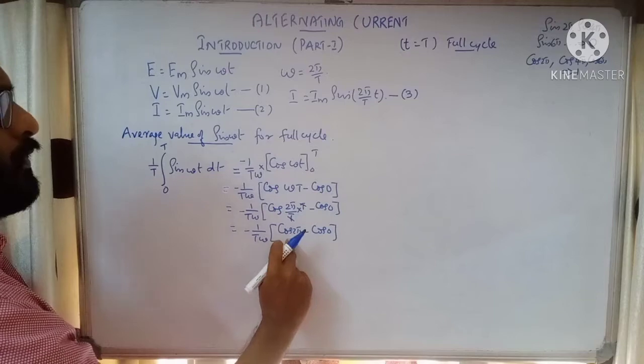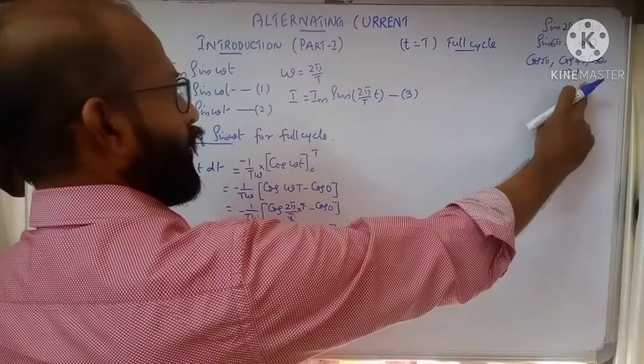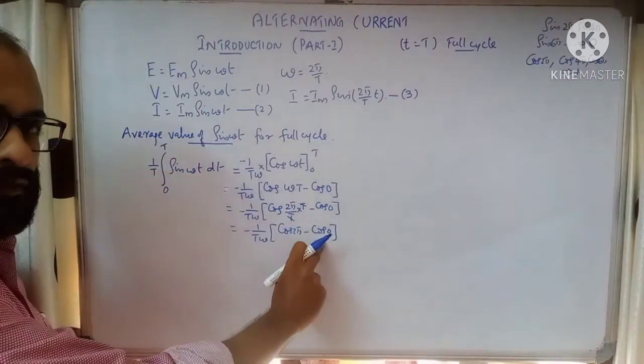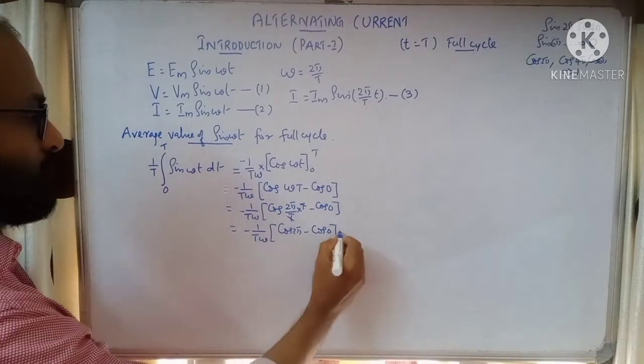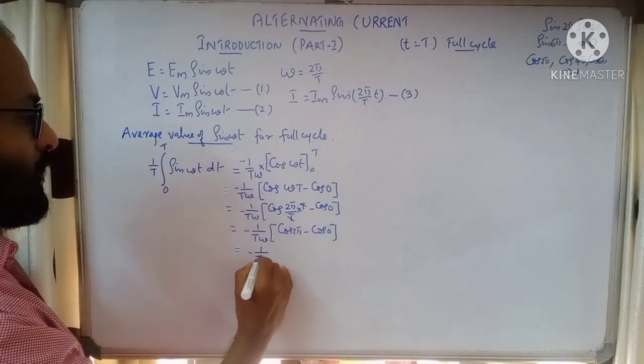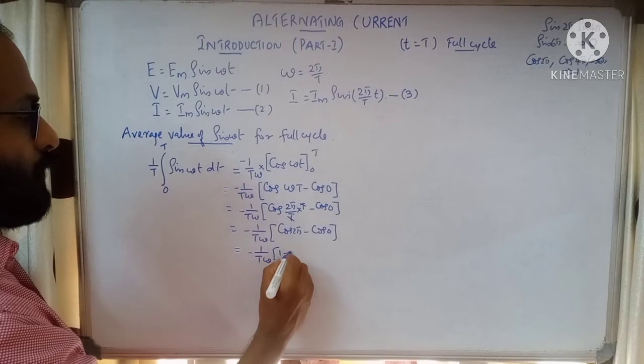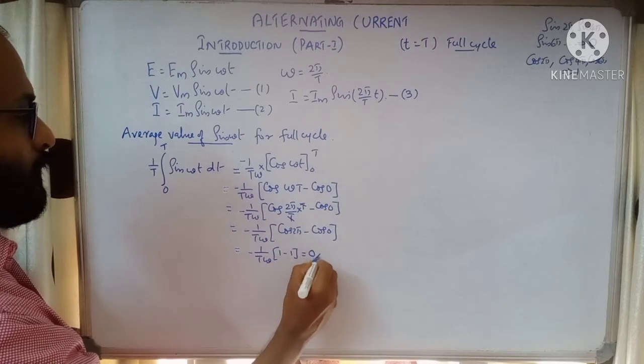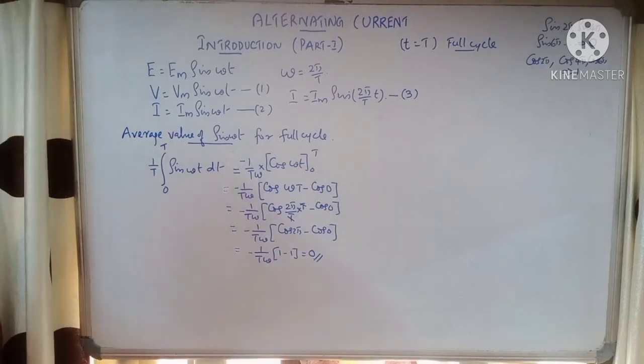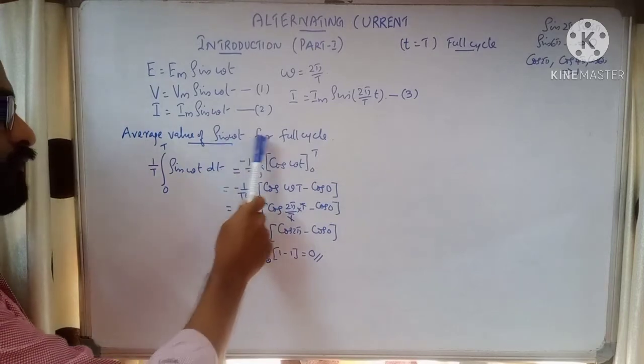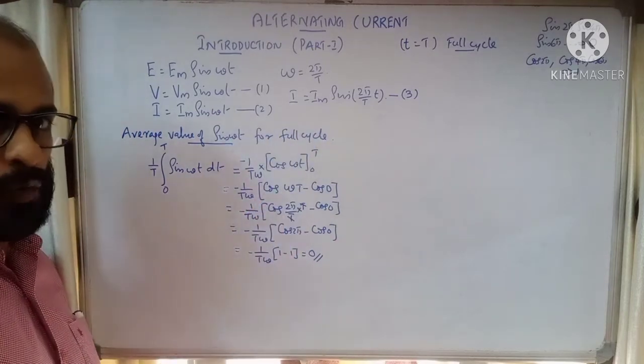What is cos 2 pi? We know that cos 2 pi has a value 1. Cos 0 also has a value 1. Here we will get the answer minus 1 by T omega into 1 minus 1. What can we say? It will be 0. So we can say the average value of sine omega t for a full cycle will be 0.